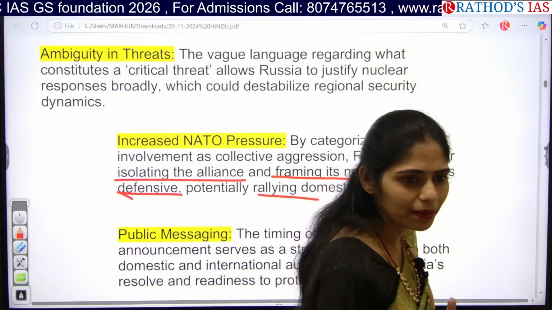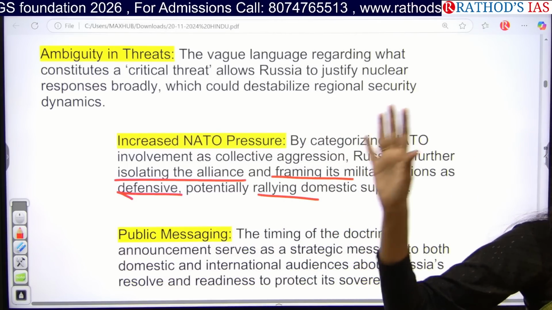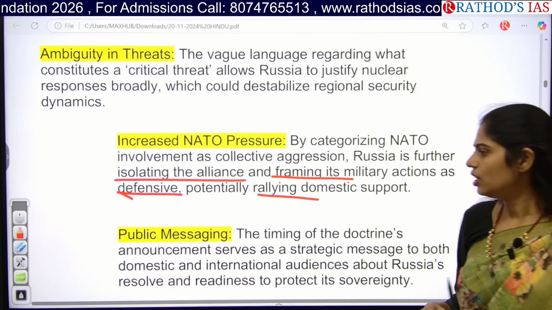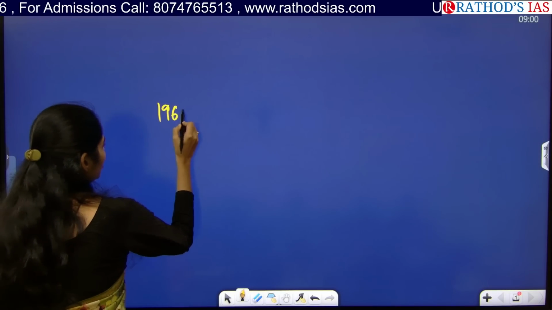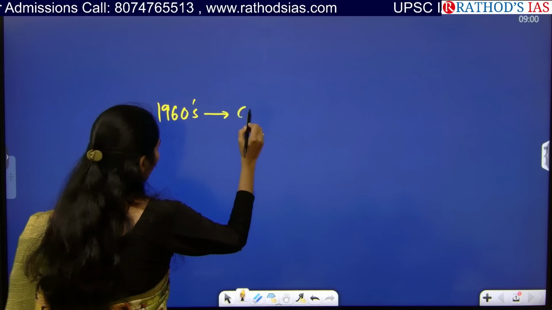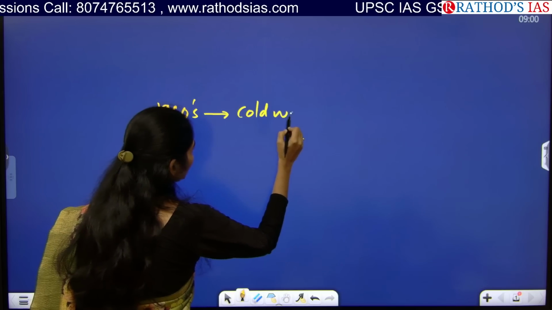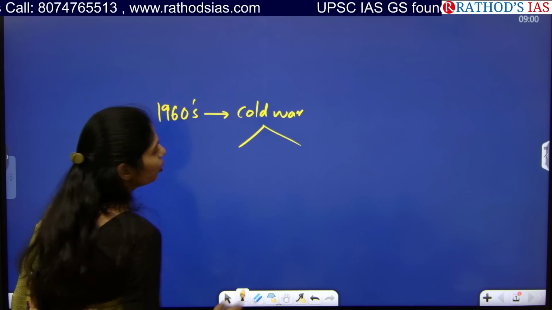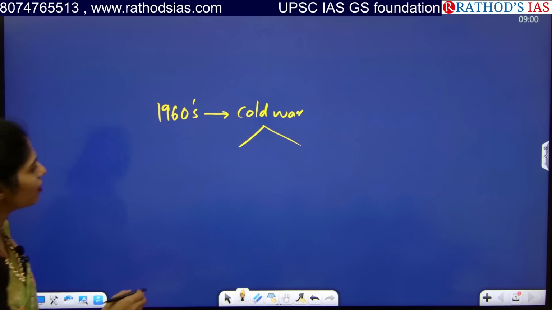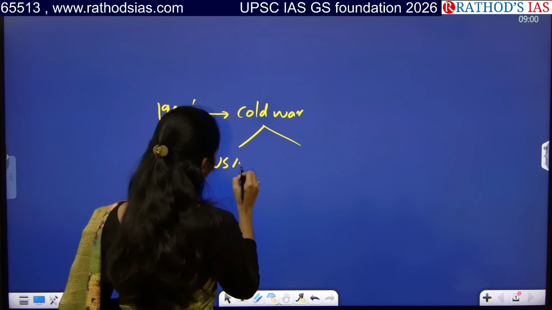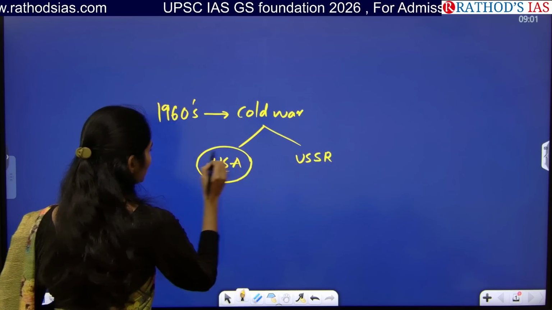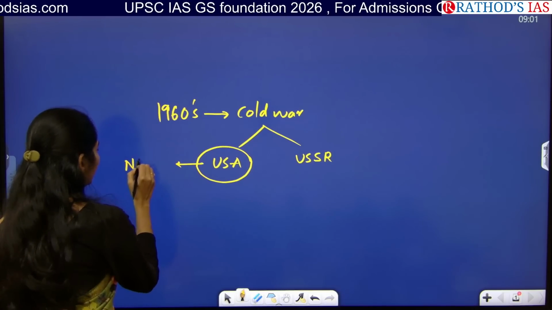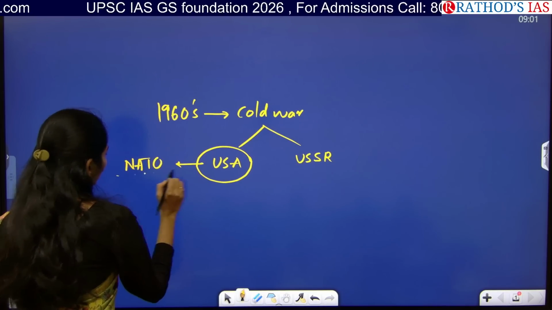One important primary reason is that Ukraine wants to join NATO. Okay, so what is this NATO? If you go to the 1960s, during this time we had a Cold War. During the Cold War we had two power blocs: one power bloc led by the USA and another led by the USSR. At that time the USA came up with this concept called NATO. So what is NATO?